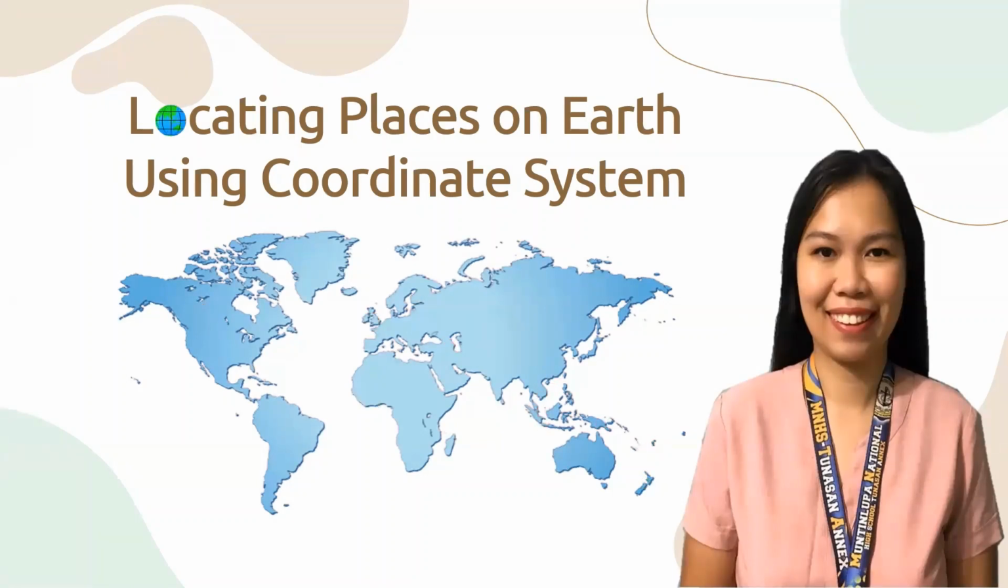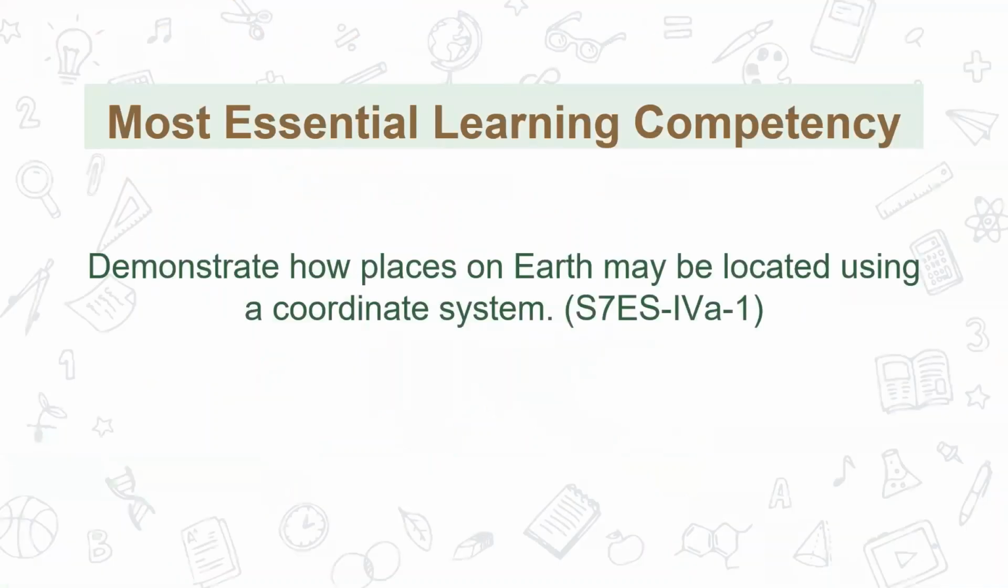For Quarter 4, Earth and Space, the first topic we will explore involves locating places on Earth using coordinate system. Are you ready? Let's go! Most essential learning competency. The learners should be able to demonstrate how places on Earth may be located using a coordinate system.